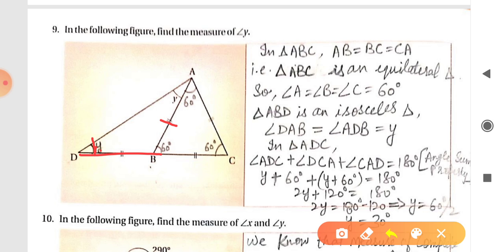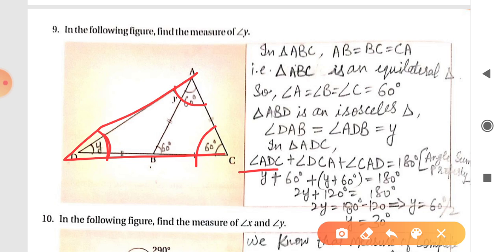And then we have to find the value of y. To find the value of y, we will use the angle sum property in triangle ADC. In this triangle, we will use the angle sum property. By the angle sum property, angle ADC plus angle DCA plus angle CAD is equal to 180 degrees.